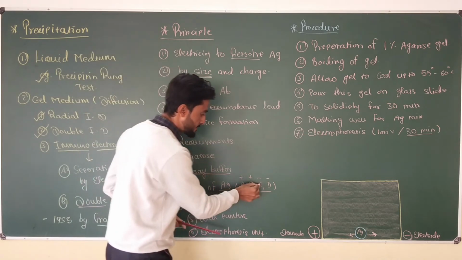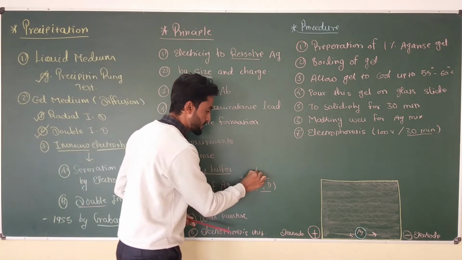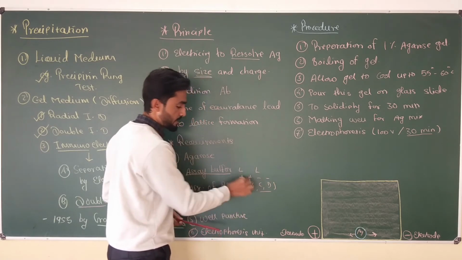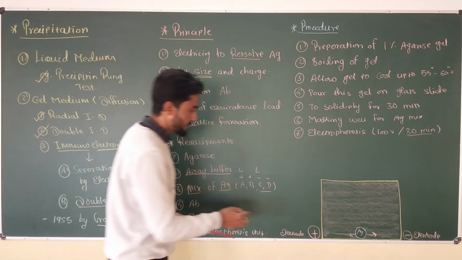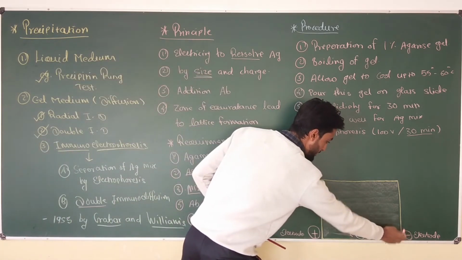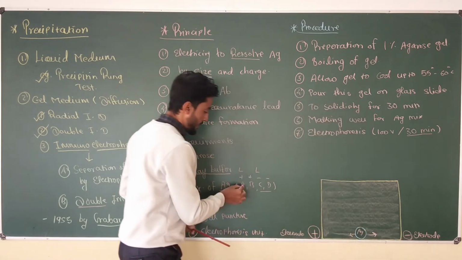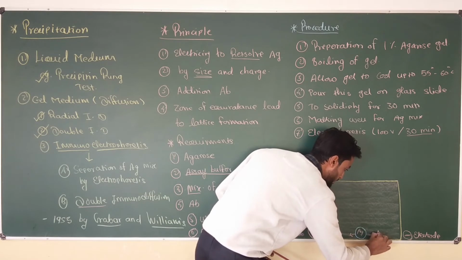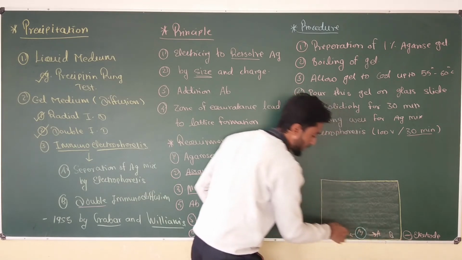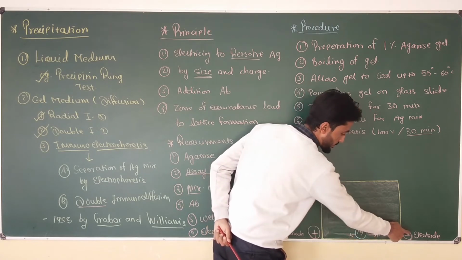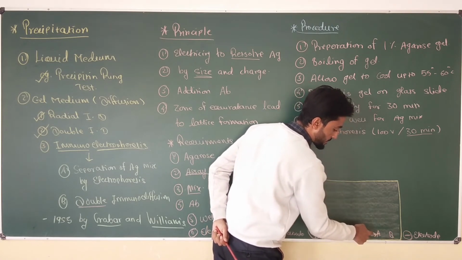Now suppose C is larger than D, and A is larger than B in size. So in this case, A and B will migrate towards the right side, towards the negative electrode, and A is larger, so A will move slower than B. So here you can see B moves fast, okay, from the well towards the electrode, so it covers the maximum distance, followed by A.